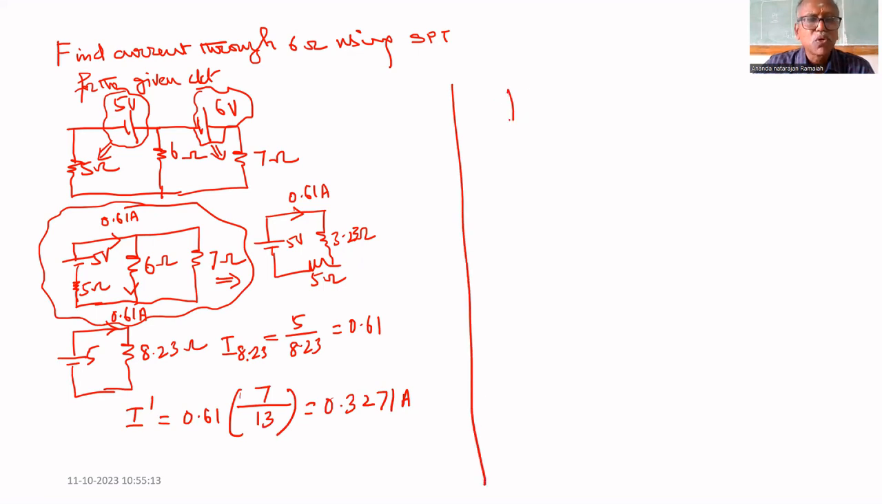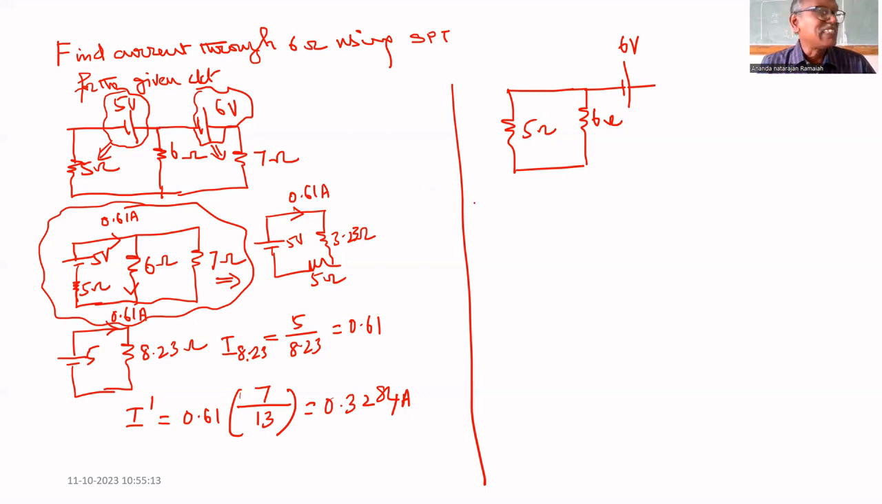Now we have to find by considering the 6 volt source. If you consider the 6 volt source, 5 ohm will be there, the 5 volt will be short circuited, and the 6 ohm will be there. 5 volt has to be replaced by its internal impedance, that is 5 ohm, and this 7 ohm will be there. Now this 5 and 6 are in parallel. What is the equivalent resistance? 2.727.